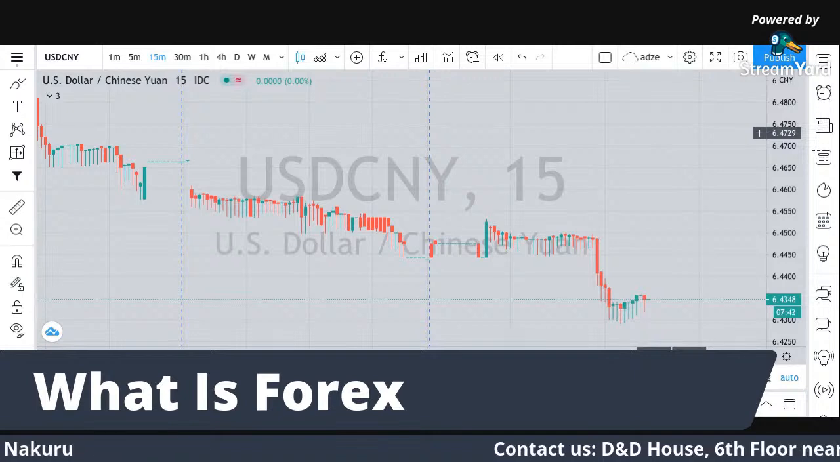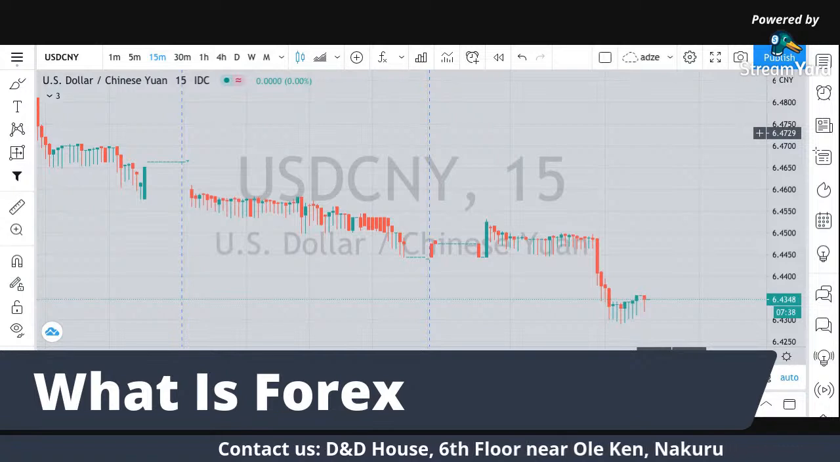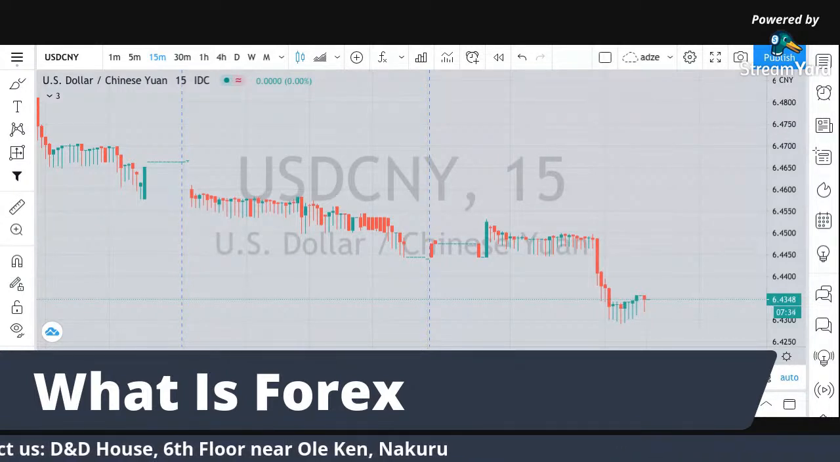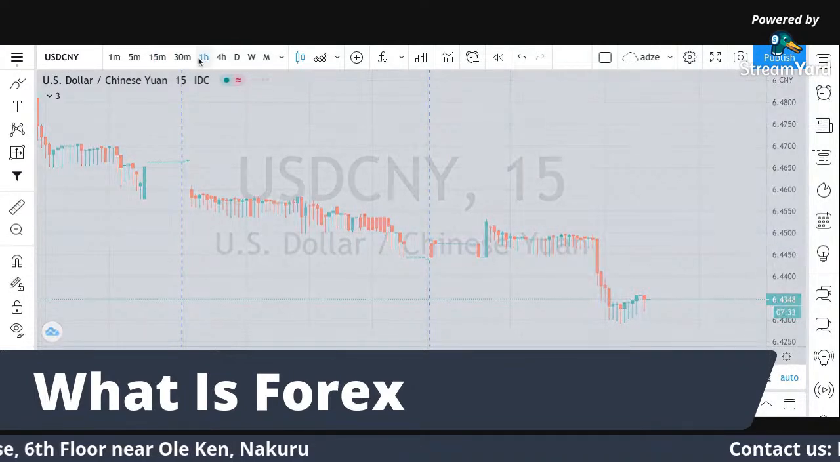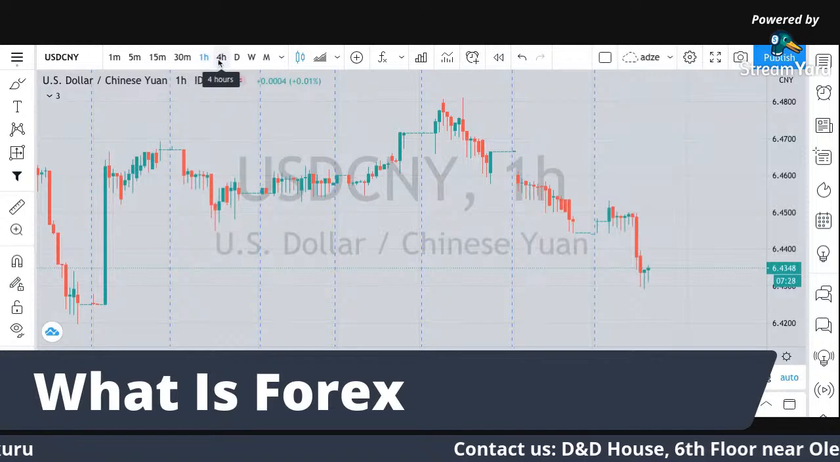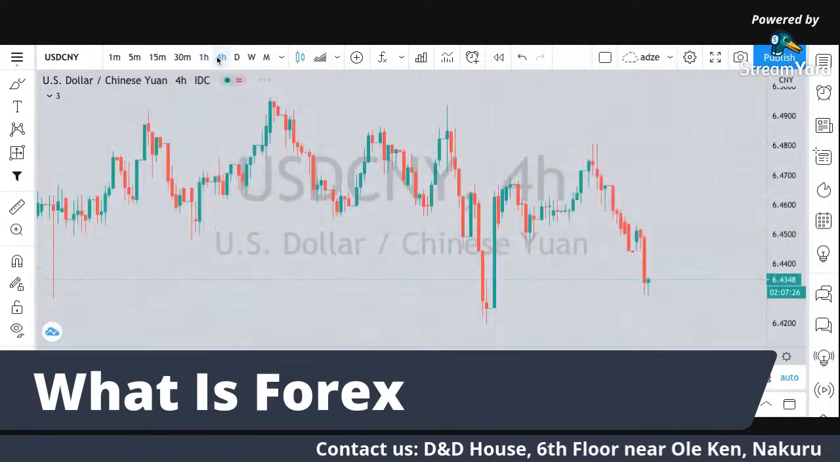The reason is that the Chinese are notorious. They usually manipulate their currency, so the market does not do well with such monetary policies.